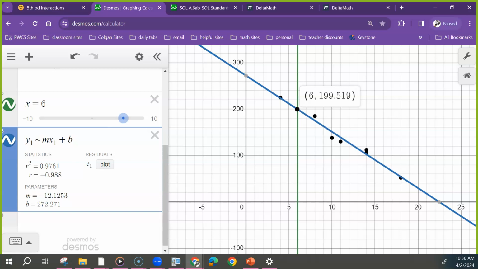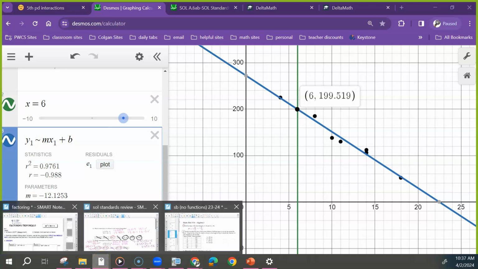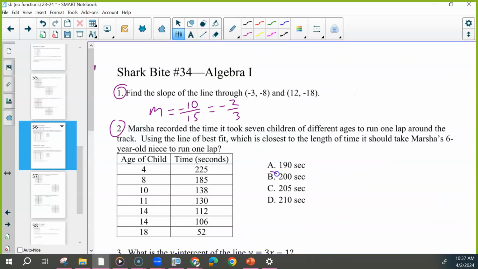Which would be at 199.519. The closest would be at 200, so B. And as long as you said you did that in Desmos, you don't have to put the rest of that work. Questions on those two?